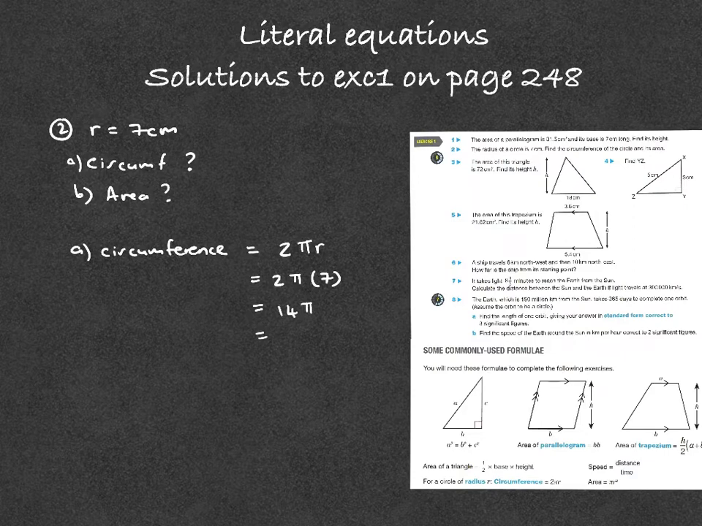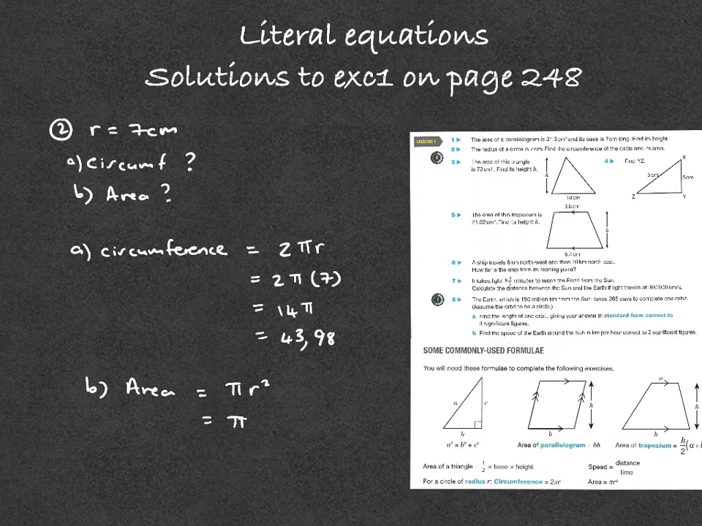And you can use your calculator to do that. 14 times pi is equal to 43.98 if you round to two decimal places. Let's look at question B. If you want to find the area, that is equal to pi r squared.